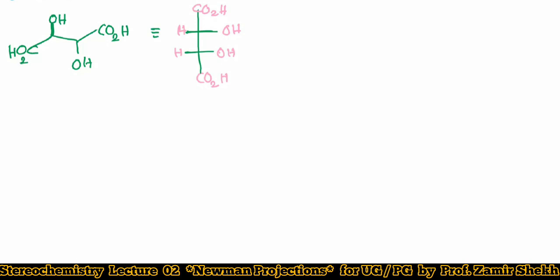Fischer is going to be converted into the Newman. What is Newman now? Make a circle here. Okay, and make a dot as the front carbon and the circle as the back carbon. There are three substituents on the dot first of all, and suppose, for example, this is my OH, this is my COOH, and this is my hydrogen. These are my three substituents.